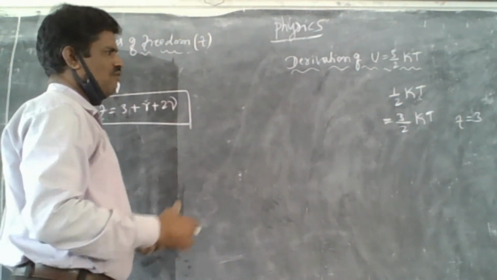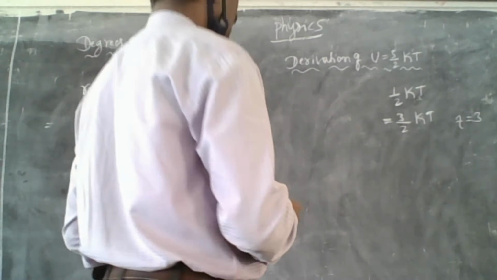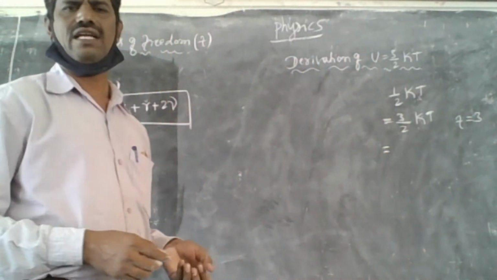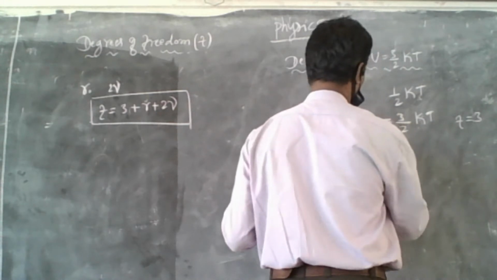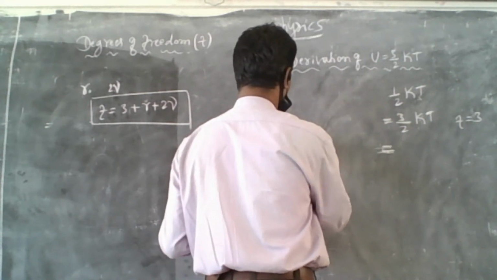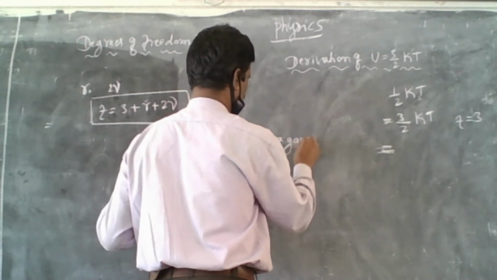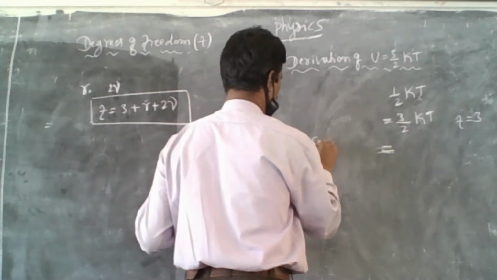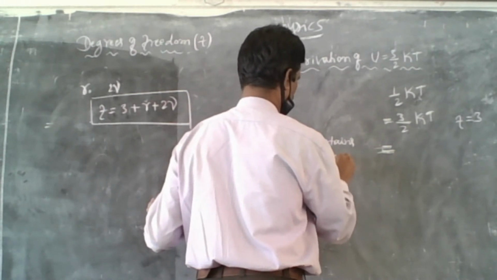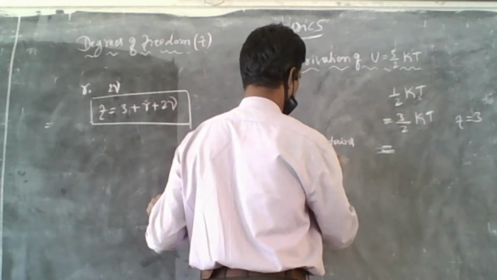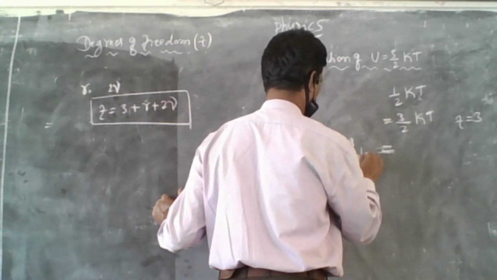Suppose 1 mole of gas, that is 1 gram mole of gas, contains Na, the Avogadro number, of molecules or atoms in the system.